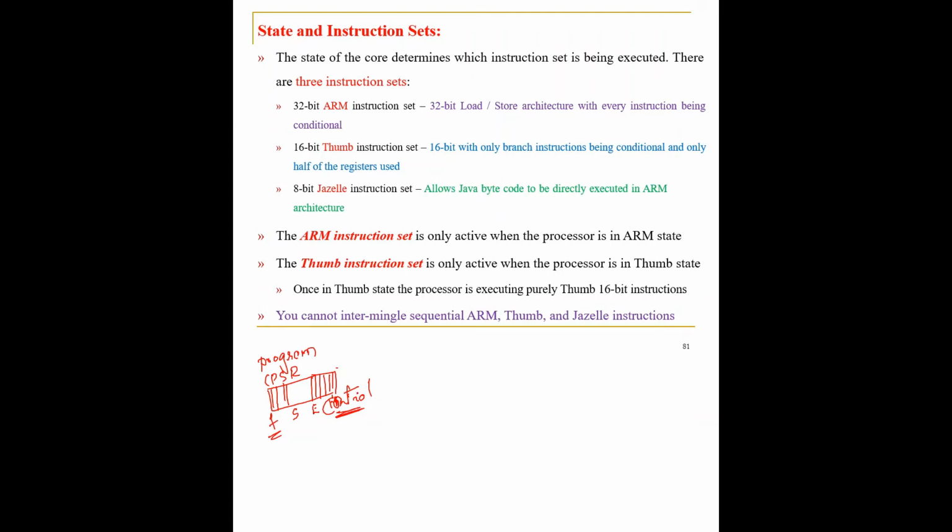Coming to the instruction set, normally there can be three types of instruction set. One is called the ARM instruction set, the second is called the Thumb instruction set, and the third one is called the Jazelle instruction set. The ARM instruction set is an instruction set where all instructions are 32-bit in size. The Thumb instruction set is where all instructions are 16-bit. The Jazelle instruction set is where all instructions are 8-bit.